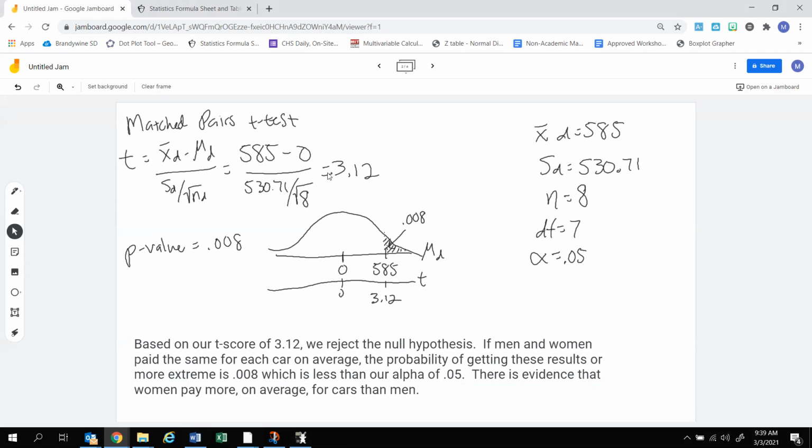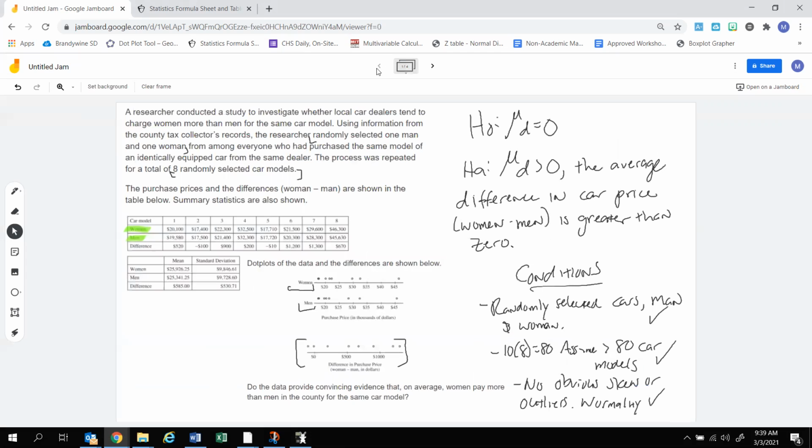All right, once again, just double check your PHANTOMS to make sure that you have every little component that you need. P is your parameter of interest. We have that in the null or the alternate hypothesis. H is for a hypothesis statement. We have it. A is for assumptions and conditions. Boom, we have that down here.